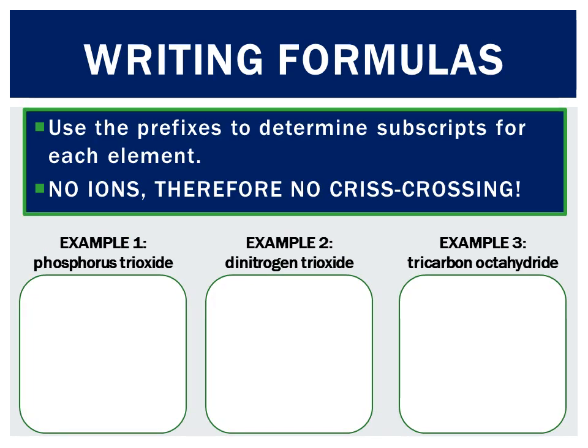So let's start with writing formulas. The prefixes are used to determine the subscripts for each element. At this point, you have to be given the name to be able to write the formula. You'll have to be pretty proficient in Lewis dot structures to be able to just predict the formula at this point. Okay, so here we have phosphorus trioxide.